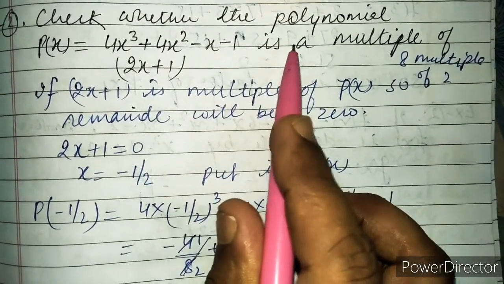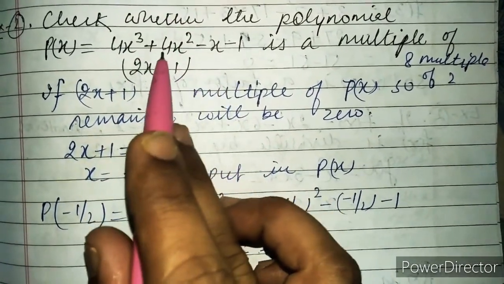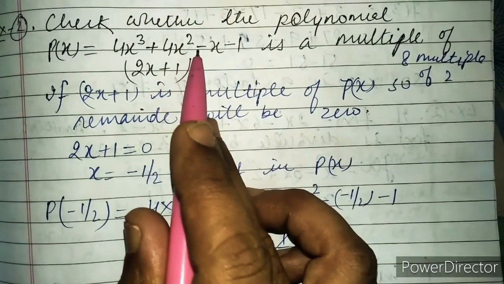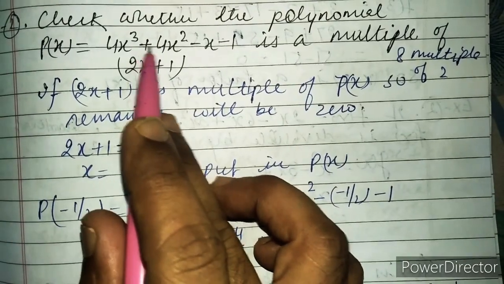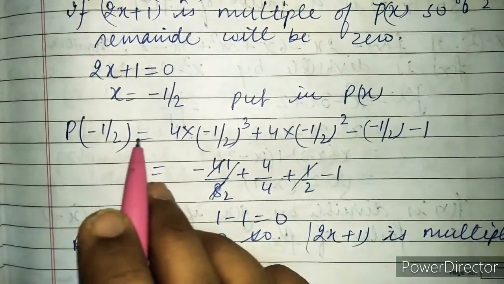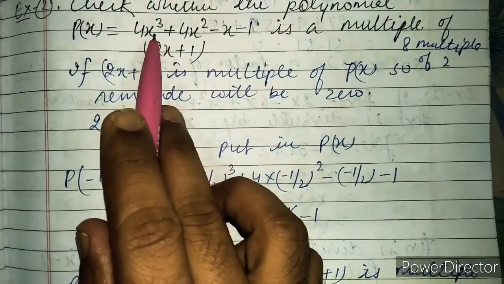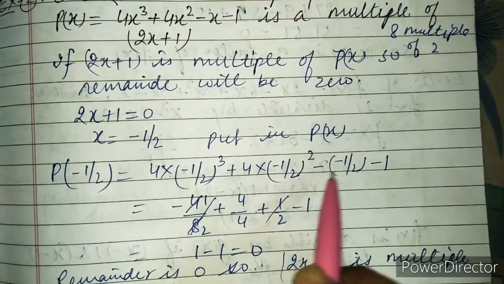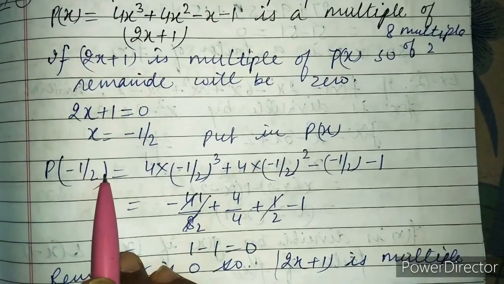When the remainder is 0, it means 2x plus 1 completely divides this, so this will be a multiple of it. In the same way, we can say that 2x plus 1 is a factor of this. When x equals minus 1 upon 2 is put in p(x), it will become 0, right? So put x equal to minus 1 upon 2 in the given polynomial: 4 into minus 1 upon 2 cube, plus 4 into minus 1 upon 2 square, minus 1 upon 2, minus 1. In place of x we put x equal to minus 1 upon 2.